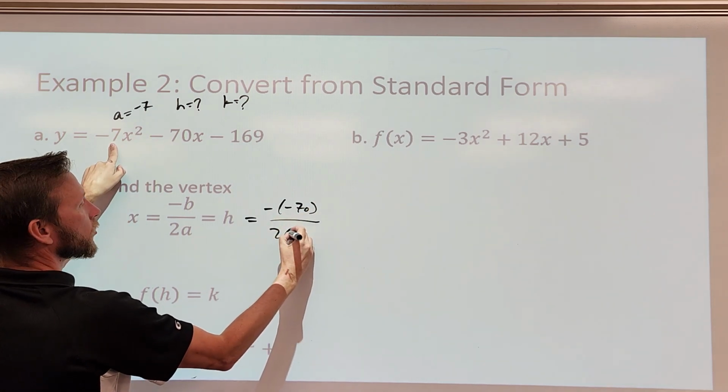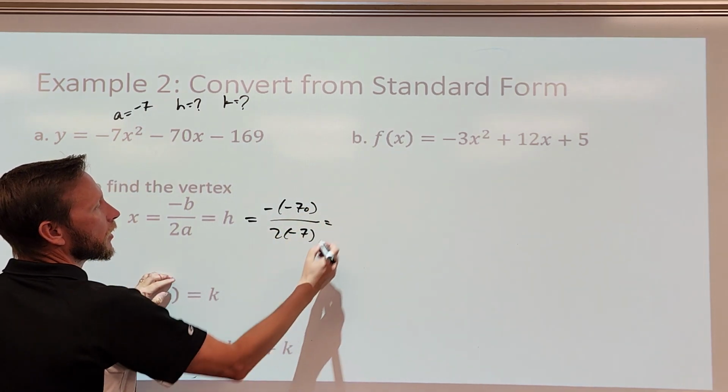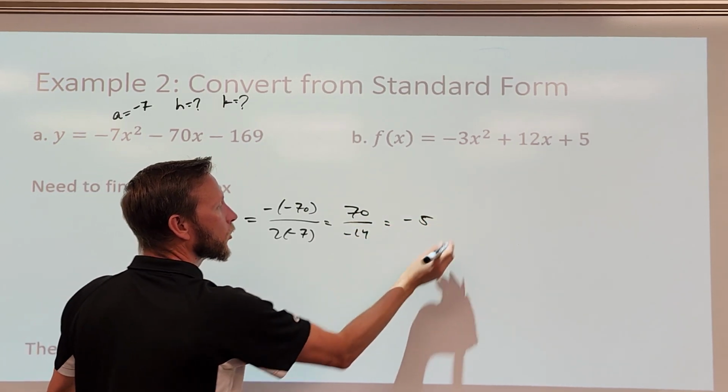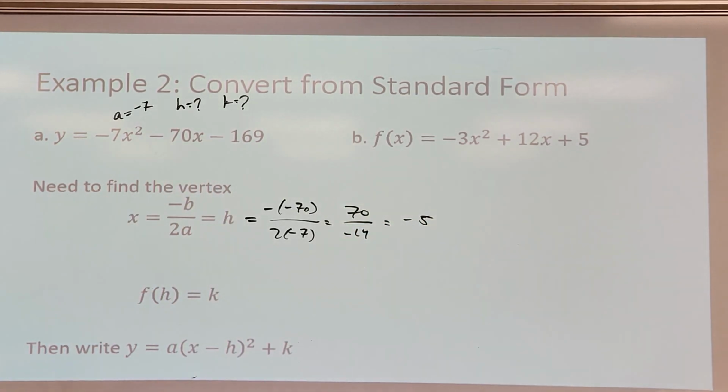over 2 times a. This will give me 70 on top and negative 14 on the bottom. That will divide to give me negative 5. Let's confirm that in the calculator. 70 divided by negative 14.